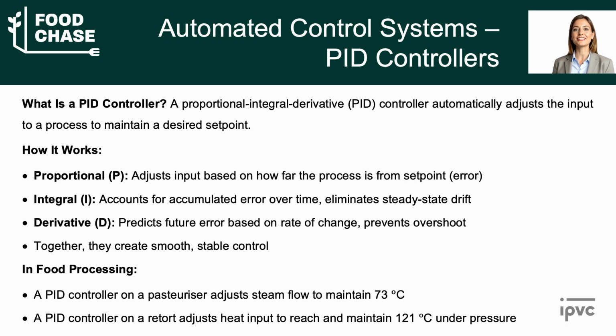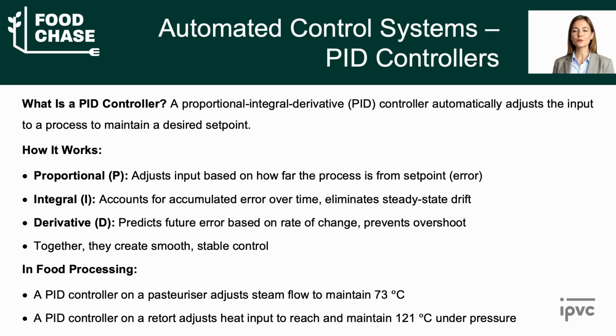Many food processing systems use a PID controller to maintain critical parameters automatically. PID stands for Proportional Integral Derivative. It is a control algorithm that works like this. The controller reads the current temperature from a sensor and compares it to the desired set point, say 73 degrees.